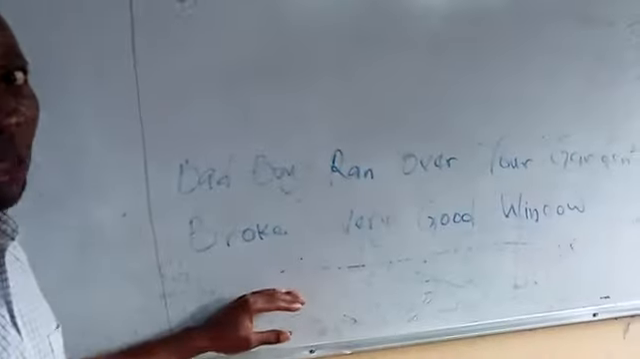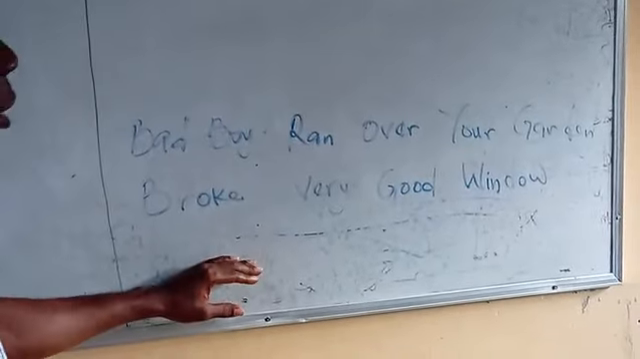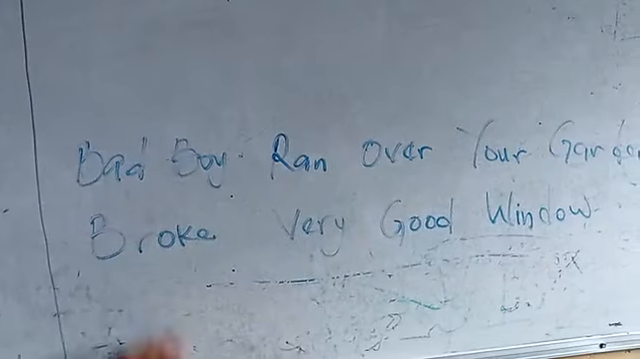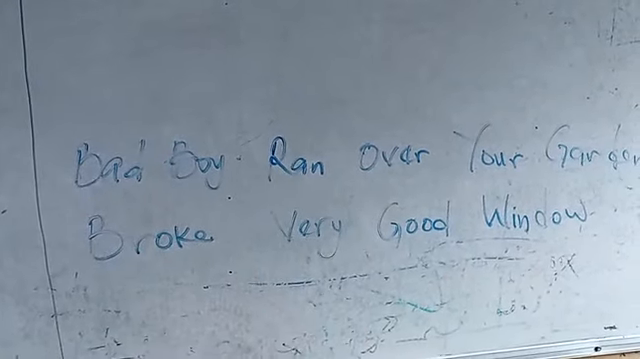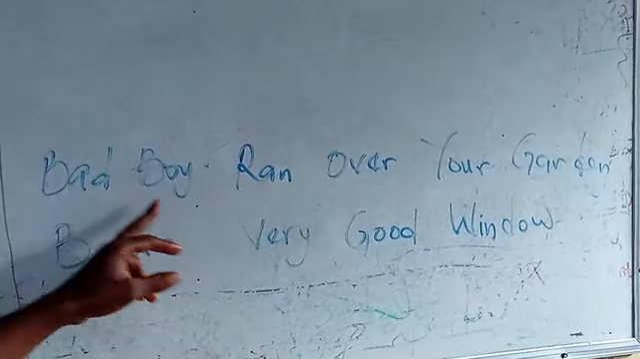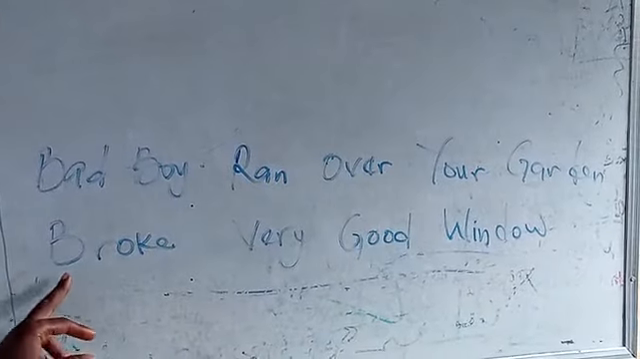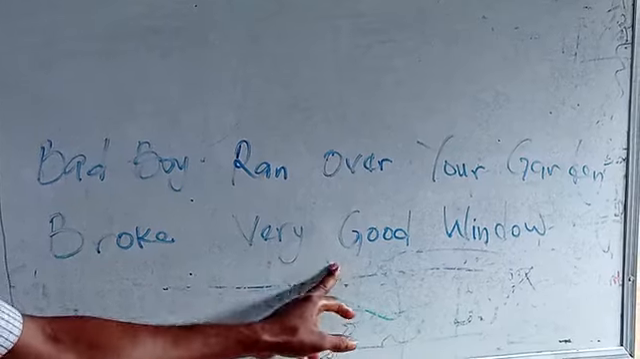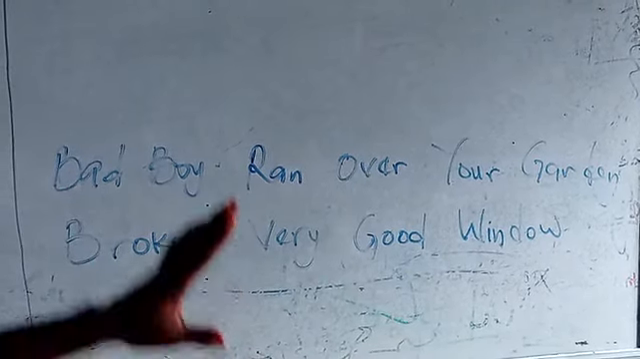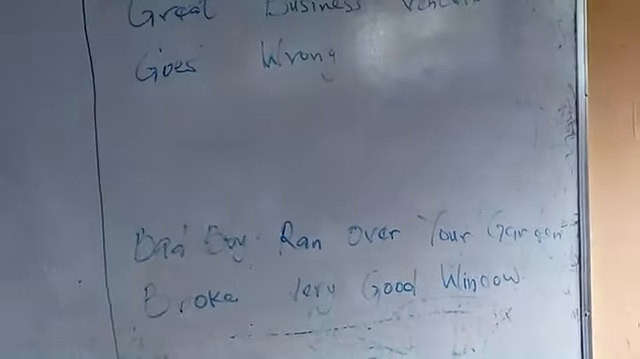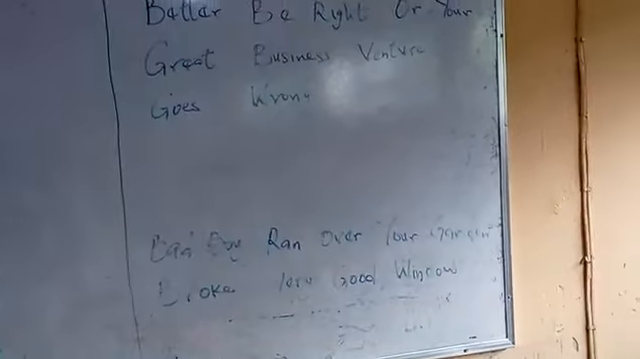Or you can use this one. This is another sentence that we can use to remember the resistor color code. Bad boy ran over your garden, broke very good window. Black, brown, red, orange, yellow, green, blue, violet, gray, and white. Those are the 2 sentences that we can use if you want to remember the resistor color code.